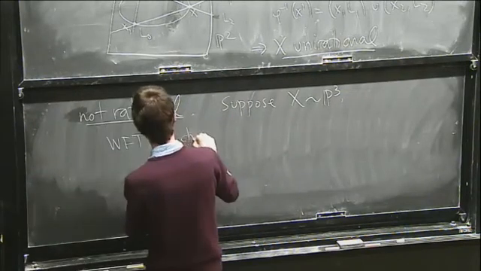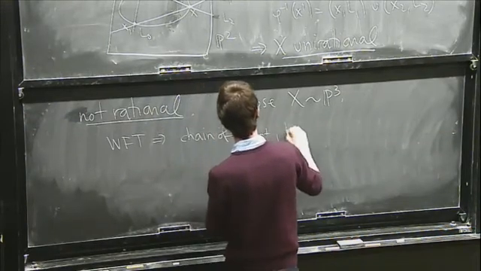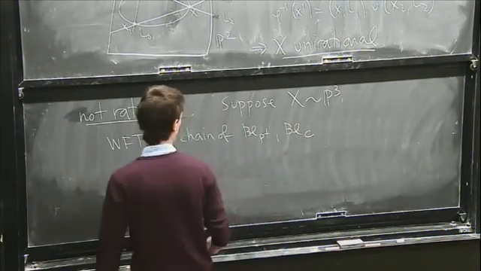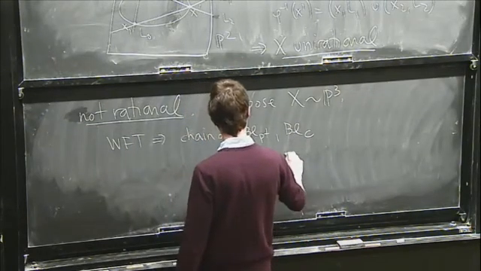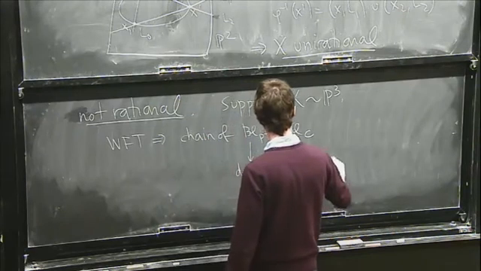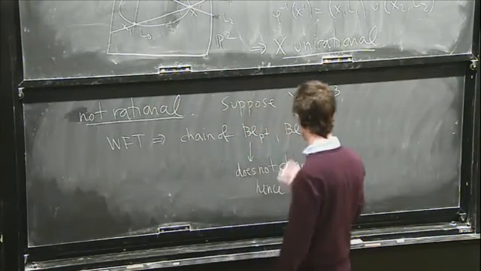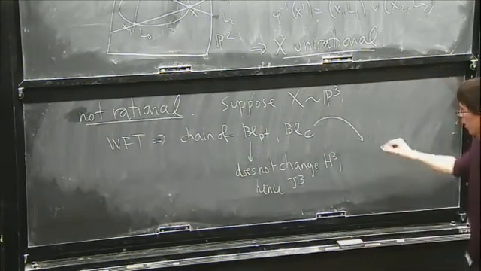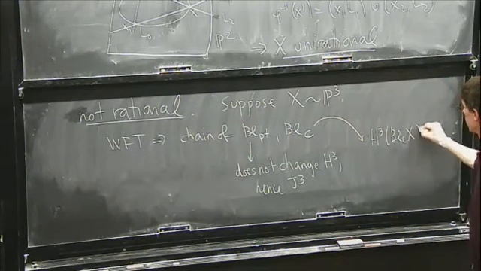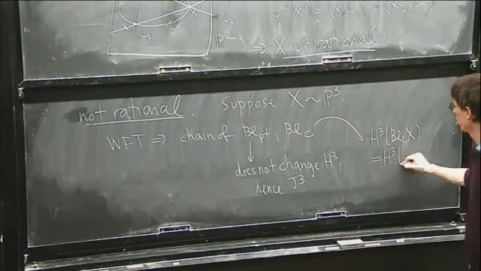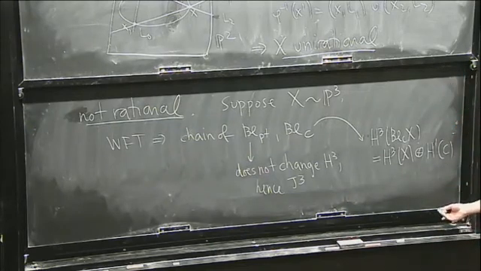So by weak factorization, this is a chain of blowing up at points and blowing up at curves. And so this does not change H3, hence J3. And for the blowing up of a curve, H3 of the blow up is H3 of X plus a copy of H1 of the curve.